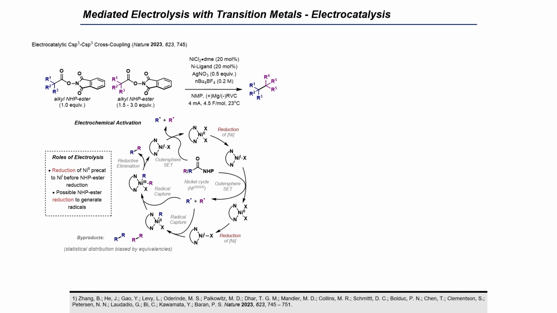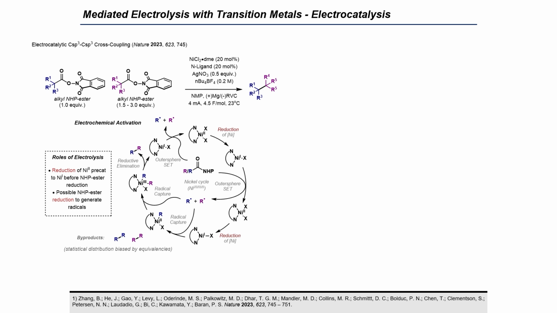Specifically, reduction of a nickel-2 precatalyst results in a low-valent nickel-1 complex, which readily mediates reduction of the redox active ester to generate a carbon-centered radical. This radical can then recombine with the reduced nickel species to afford a nickel-2 alkyl complex, which can capture another radical to afford a high-valent nickel-3 dialkyl complex. This complex undergoes reductive elimination to afford the sp3-sp3 coupled product.